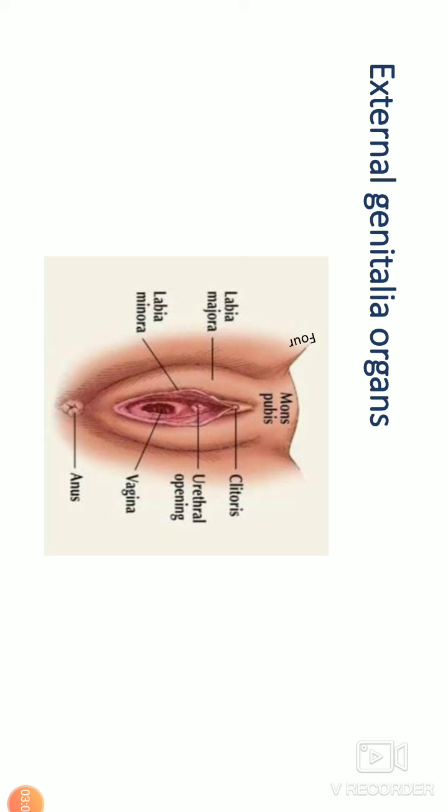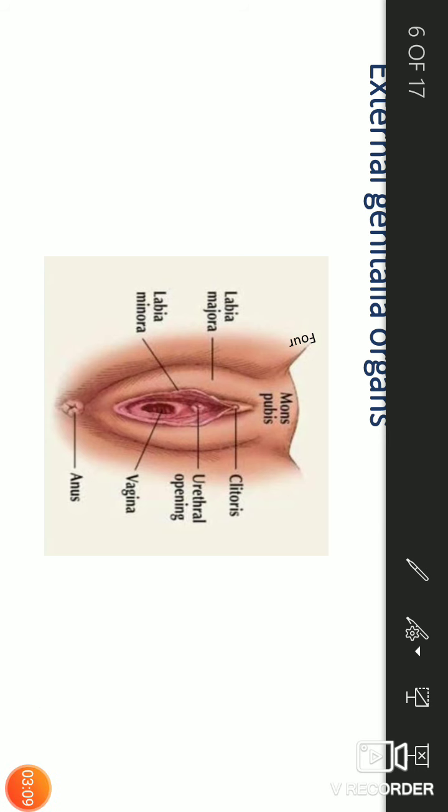Sorry, the labia majora contain dense connective tissue and adipose tissue, and are covered with squamous epithelium and contain sebaceous glands, sweat glands and hair follicles. It is richly supplied with venous plexus, so if it gets injured it can produce hematoma. The labia majora are homologous with the scrotum in male.